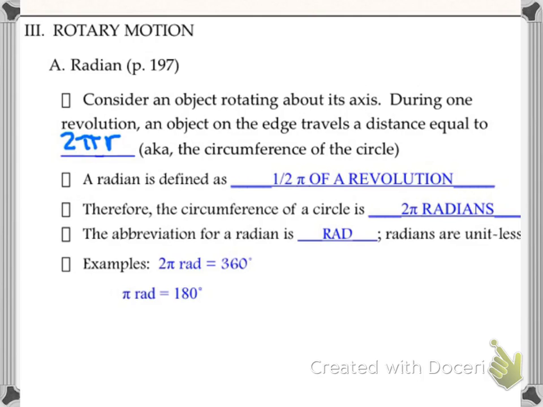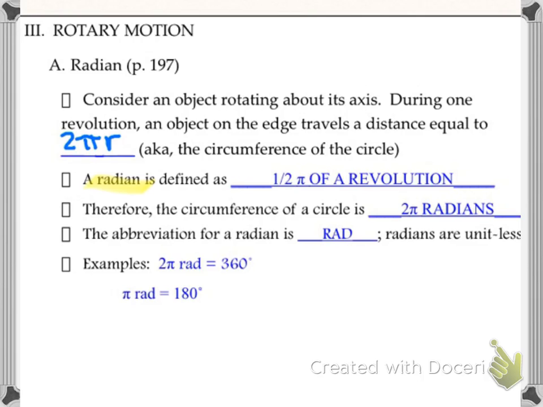And if you consider an object rotating about its axis, during one revolution, it's going to travel a distance equal to the circumference of the circle, which is 2 pi times the radius. And a radian is defined as half pi of a revolution. We will be using radians in the next section, but you will not have to change anything on your calculator, so you don't have to switch to radian mode. You can keep it in degrees.